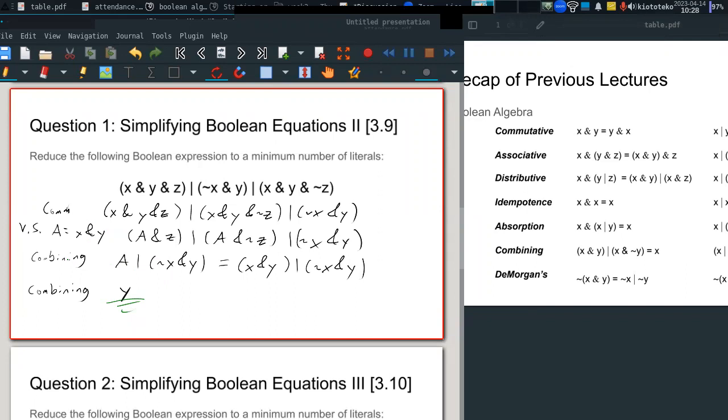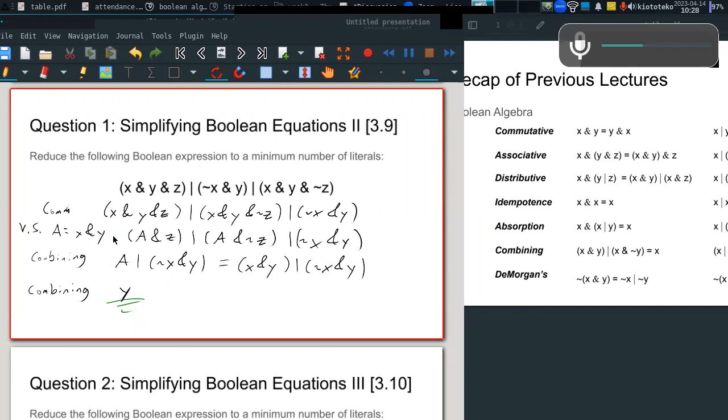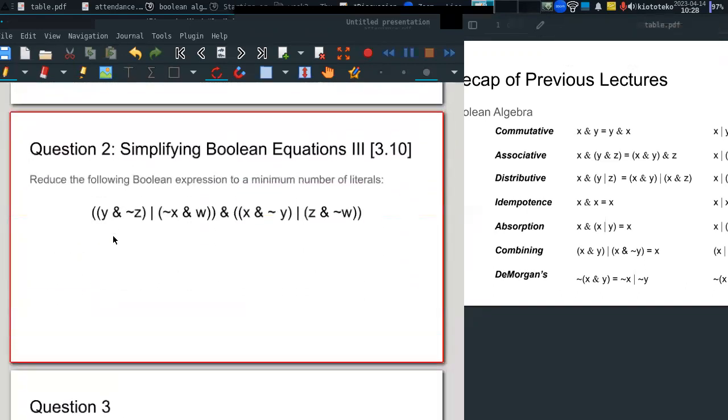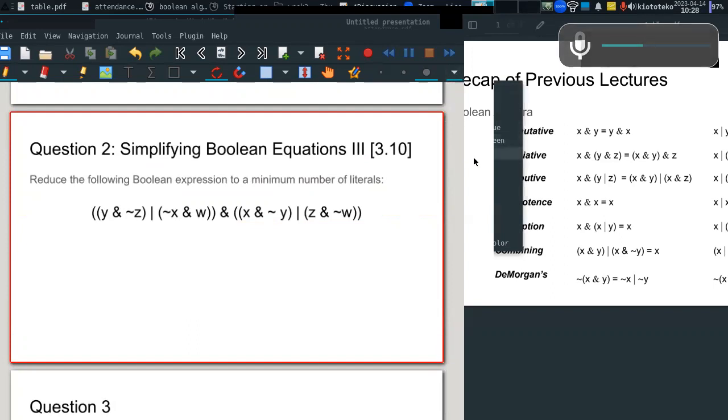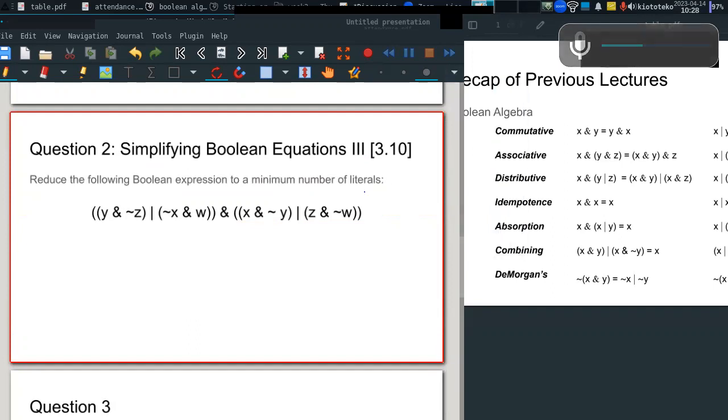All right. So let's go with another one. Okay, we have this one. This is more tricky and more tedious. It has a lot of parentheses, and you'll see. Anyone want to try? Which property should we use first?